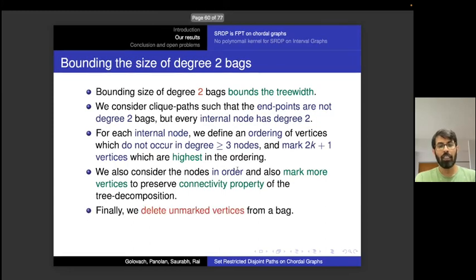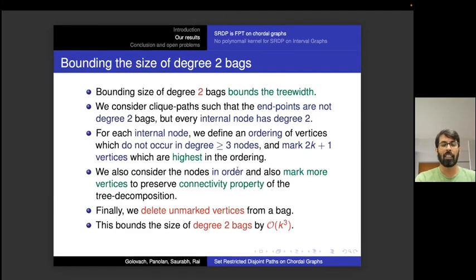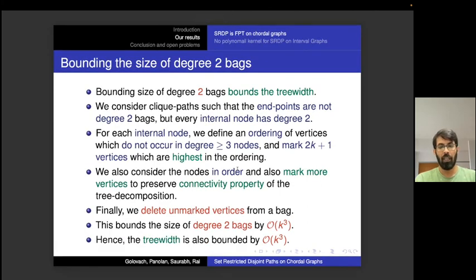But after doing all this, if we delete the unmarked vertices from a bag, we have that the size of degree 2 bags is bounded by k cube, and this finally bounds the tree width of the graph by order k cube.